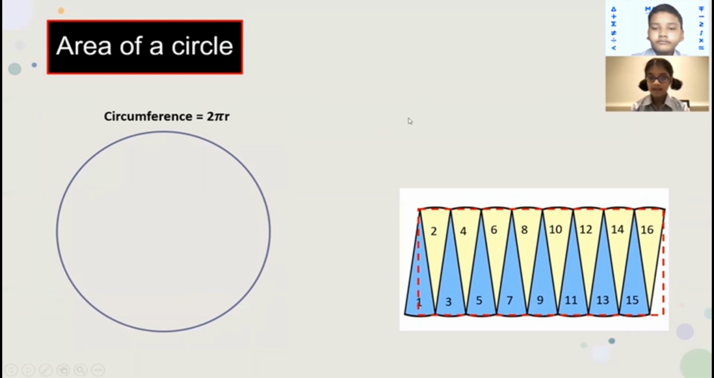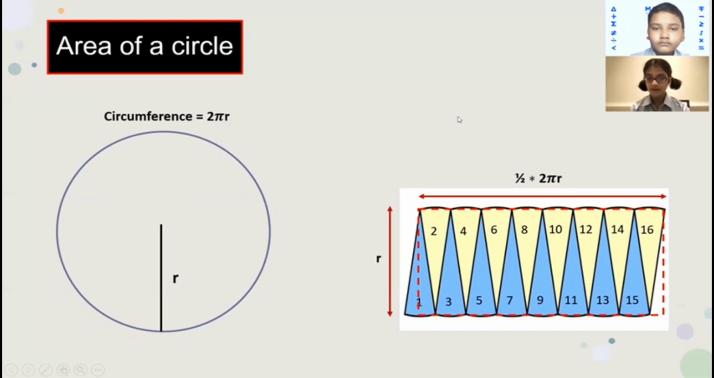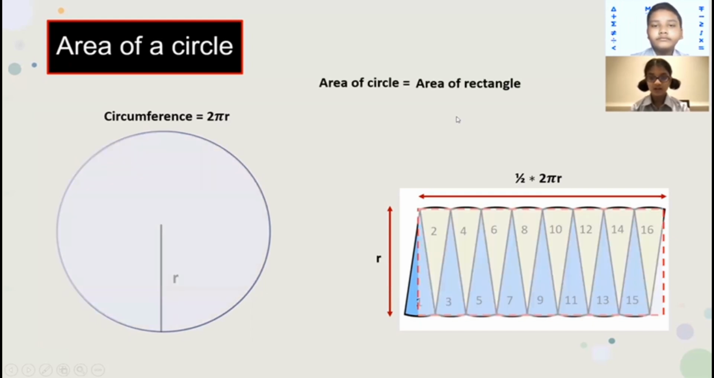Each part makes up one length of the rectangle, making it equal to half of 2 pi r. The breadth is r, so the area of the circle will be the area of the rectangle, which is the product of length and breadth. That is half into 2 pi r into r, giving us pi r squared. So here we have visualized the area of a circle using a rectangle in a very easy way.